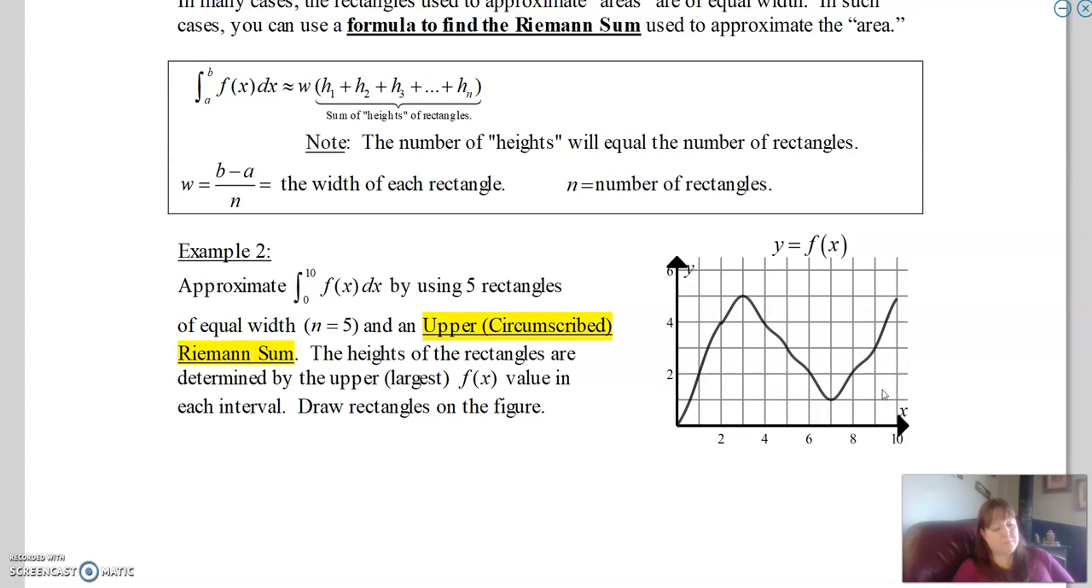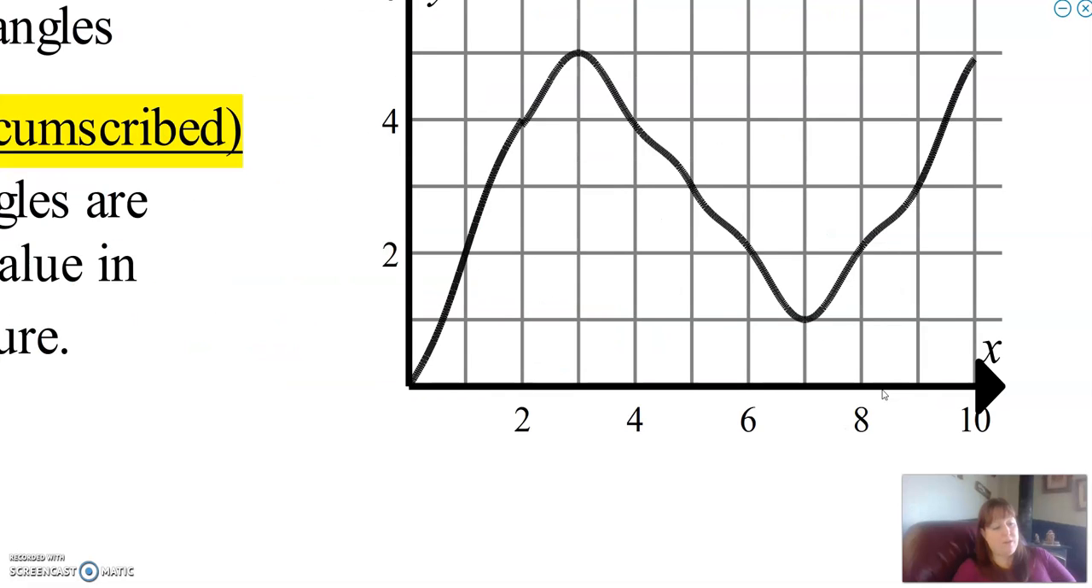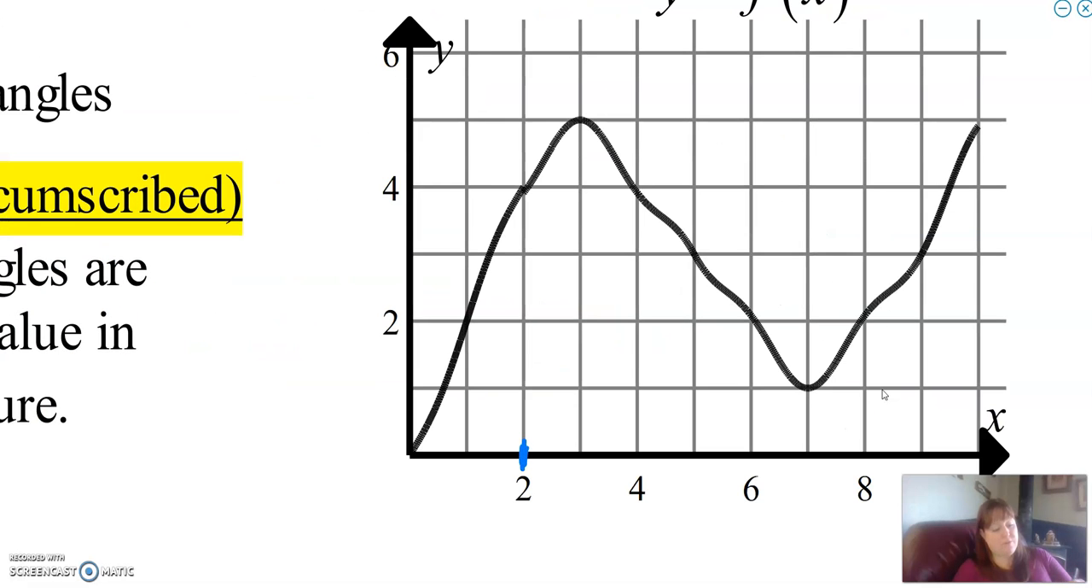So we're going to do 5 equal rectangles again, and so that would mean that we'd have rectangles that go from 0 to 2, 2 to 4, 4 to 6, 6 to 8, and 8 to 10. Okay, so we need to draw a rectangle that encloses every part of the function that's inside of that interval. Okay, so for this one we would draw this, and that's the highest point in the interval, so that's how tall our box is going to be.